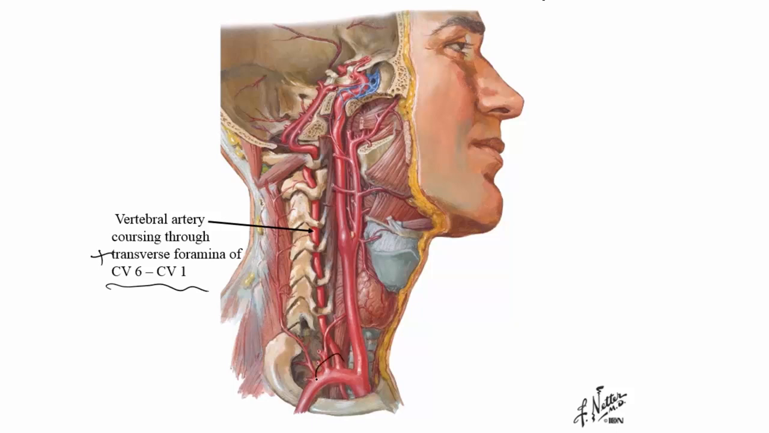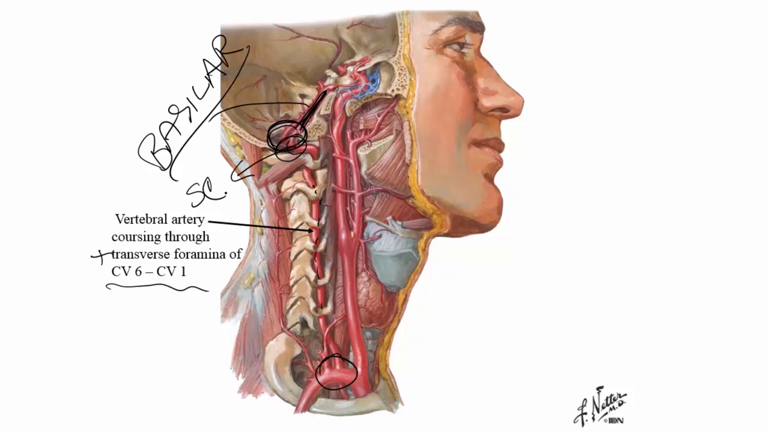So here you can see it coming off of the subclavian artery, coursing through the transverse foramen, and then going posteriorly to go through what's called the posterior atlanto-occipital membrane, to then go through the opening at the base of the skull, the foramen magnum, the large foramen, to get up into the skull and form the basilar artery. And that basilar artery then supplies blood to the brain, and the vertebrals also supply blood to the spinal cord.